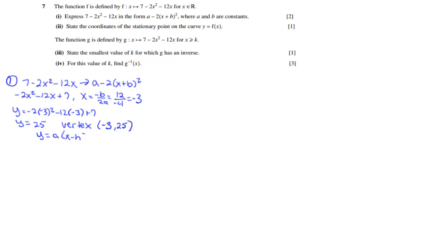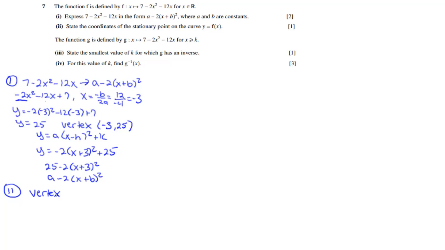And since we know our vertex, we can write it in vertex form. Vertex form is y equals a times x minus h squared plus k. I just got to fill in the a. The a is negative 2. And then it's x plus 3 squared plus 25. Of course, they like to not have a negative sign in the front, so they put the 25 in front of the negative 2. And then we make it look like theirs and we're good.